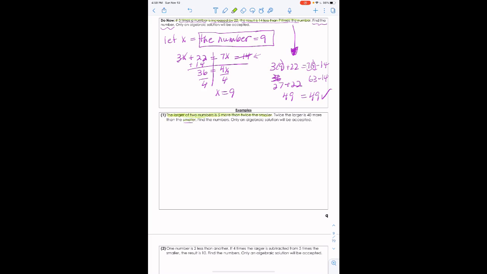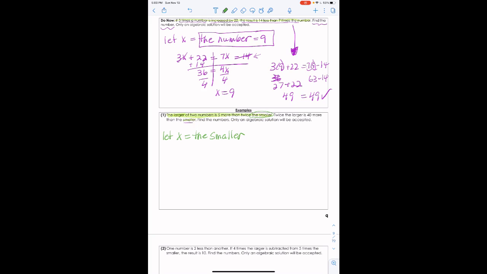So I'm going to highlight it in green, and in green I'm going to write my legend because they connect each other. So it says the larger of 2 numbers is 5 more than twice the smaller. Hanging out at the end of the sentence is typically your x value, right? I don't know what the smaller number is. So I'm going to write let x equal the smaller.